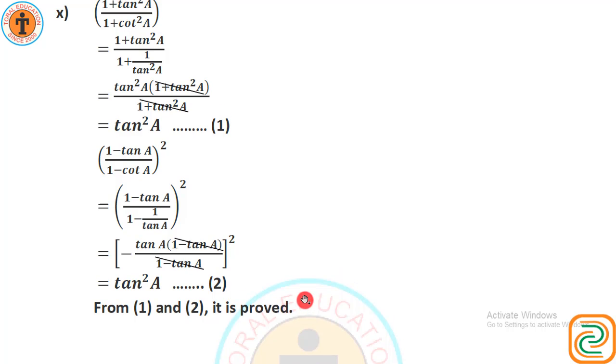So friends, I have completed the chapter, the exercise 8.4, and you must practice all these exercises, and this will be applied in chapter 9. Trigonometric ratios will be applied in chapter number 9, and you must do all these sums by yourself.